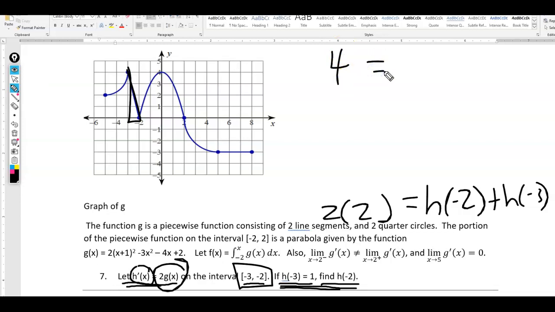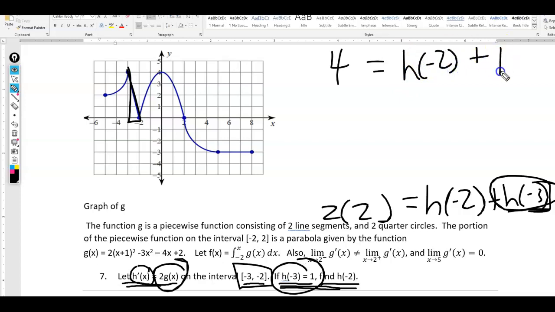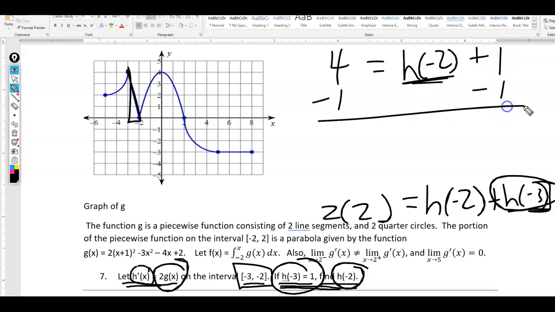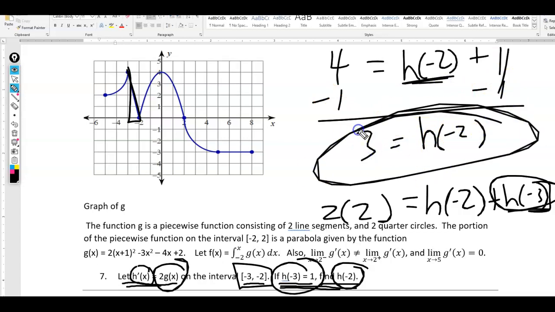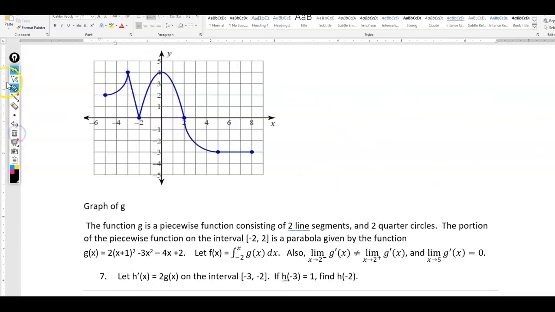Equals, now, h of -3, I know what that is. They told me. h of -3 is 1. So I'm going to rewrite h of -3 as 1. And since I want to find h of -2, all I have to do is subtract the 1 on both sides, and I've got my answer. Okay, so that's the end of part A for your FRQs.